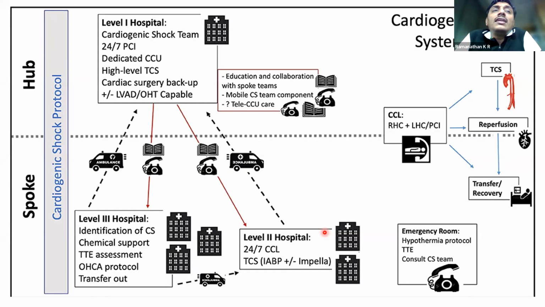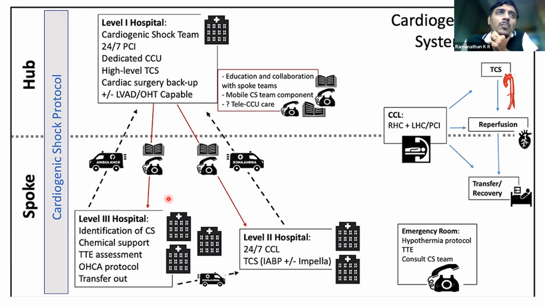If you go more into these organizational aspects, a shock team or a cardiogenic shock system of care essentially works at 3 levels, where you have a level 1 hospital that works 24/7, which is essentially a quaternary cardiac center that has all the advanced cardiac support, including the ability for LVAD as well as transplant. And they run cardiogenic shock teams in spoke hospitals.